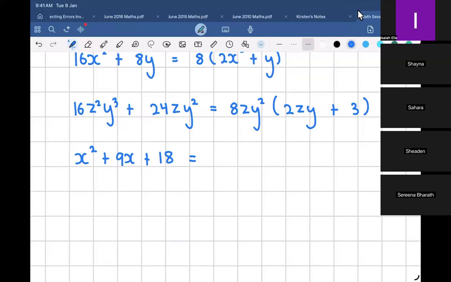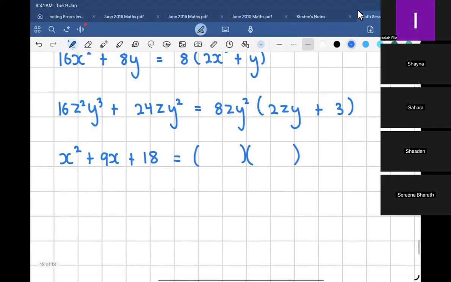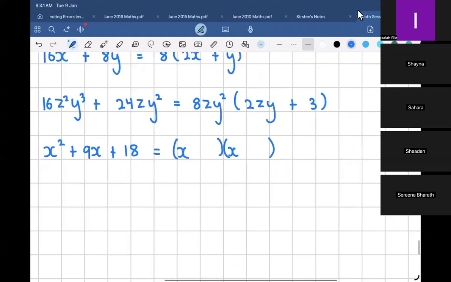You would have to find the factors of 18 that could add to get the 9 and then multiply back to get the 18. Right. So first of all, we're going to look at the first term, which is x squared. x by x is x squared. Cool. So I place an x in each of the brackets. And what are two numbers that would multiply to give 18 but add to give 9?